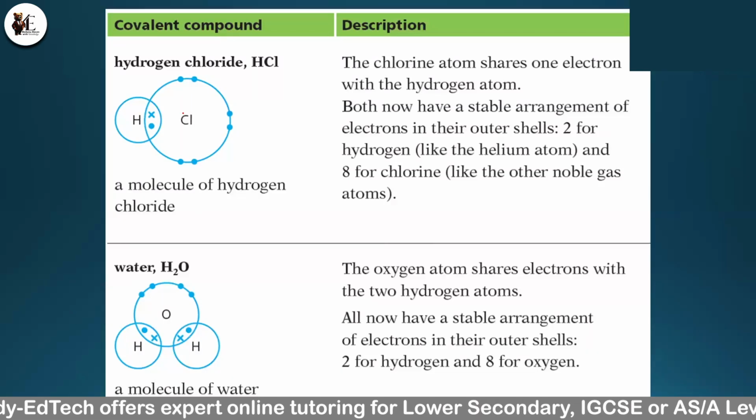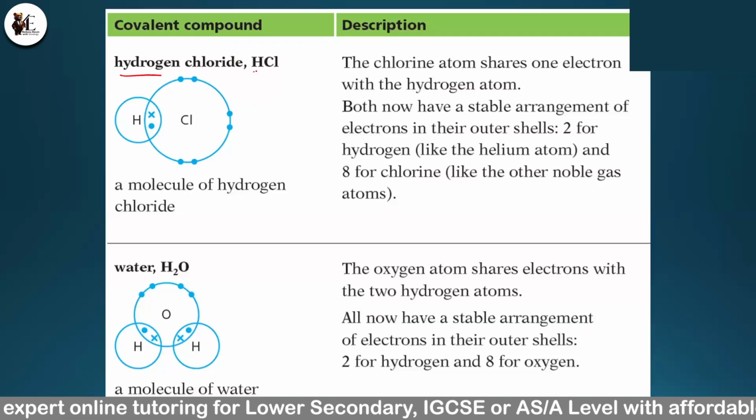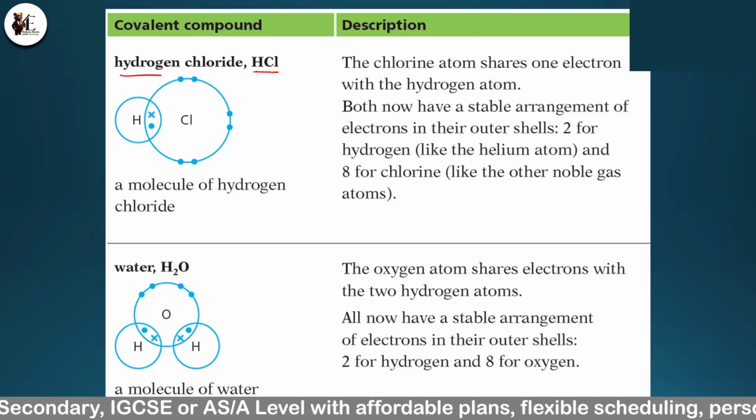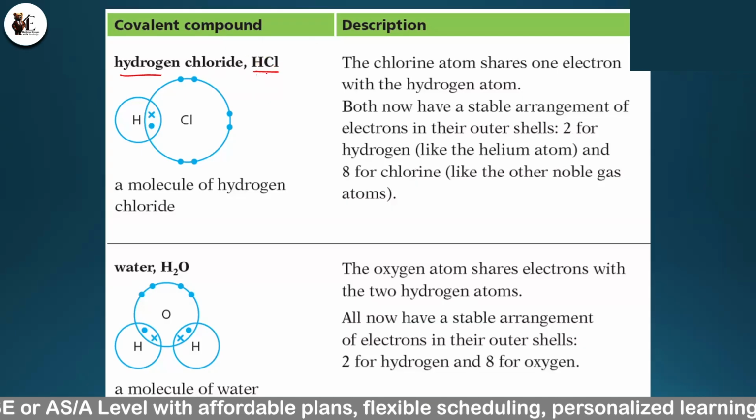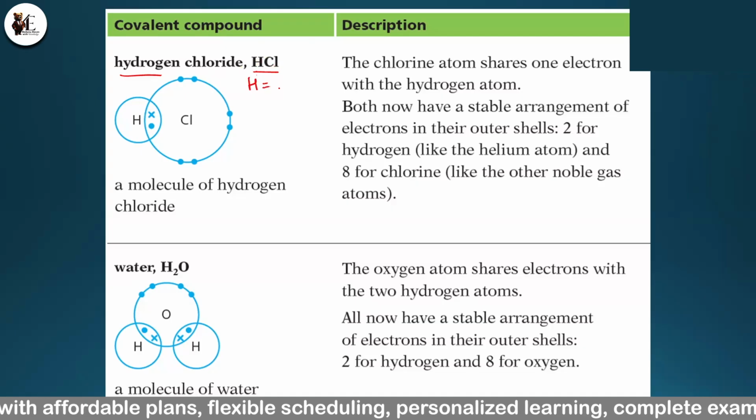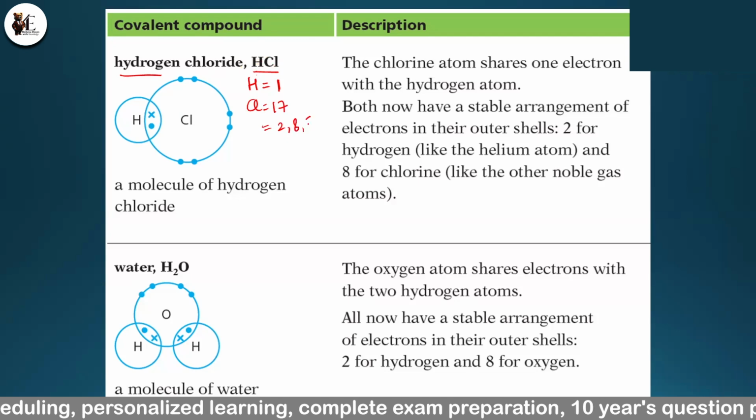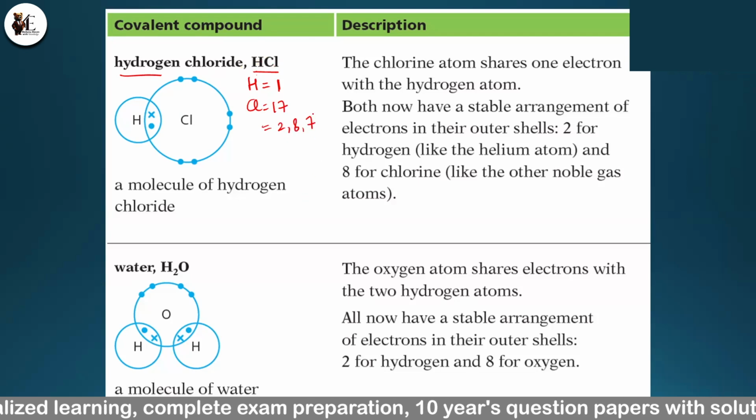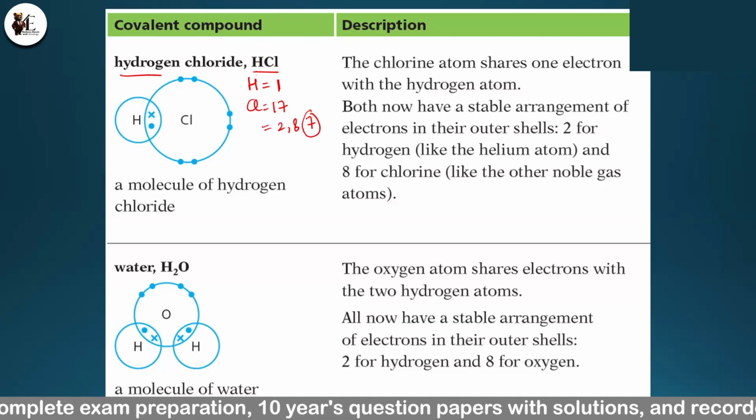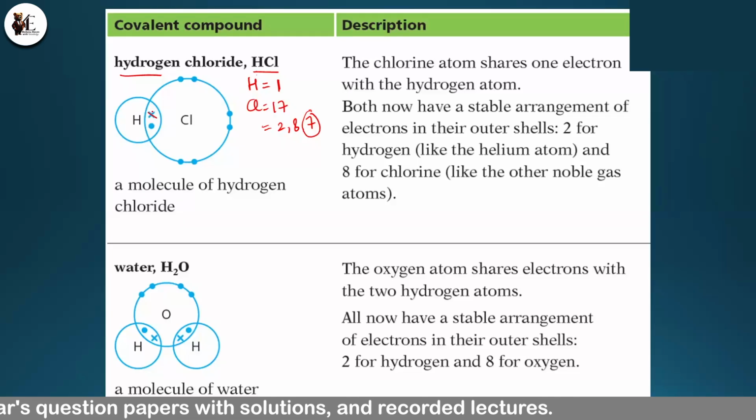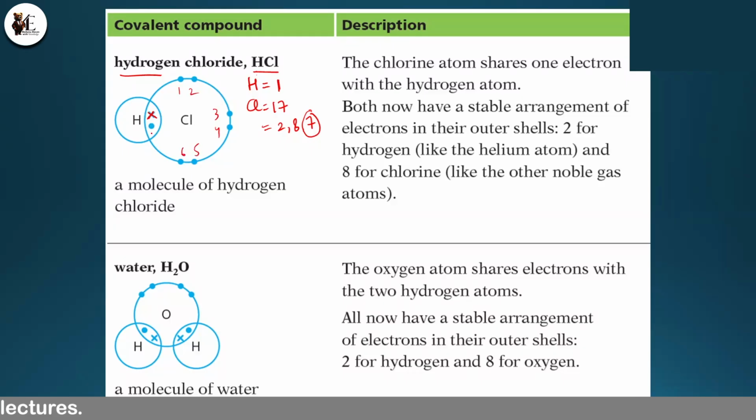For example, HCl. HCl is hydrogen chloride. In hydrogen chloride, you have two elements, hydrogen and chlorine. So you have to write down the valence electrons of both these elements. Hydrogen is 1 only, right? And chlorine is 17. Its configuration would be 2, 8, 7. Now in covalent bonding, you have to represent only the valence electrons, which are also known as outermost electrons. So this cross is the electron of hydrogen, which is 1 only. And these dots are the valence electrons of chlorine: 1, 2, 3, 4, 5, 6, and 7.